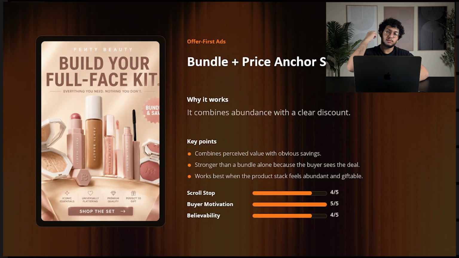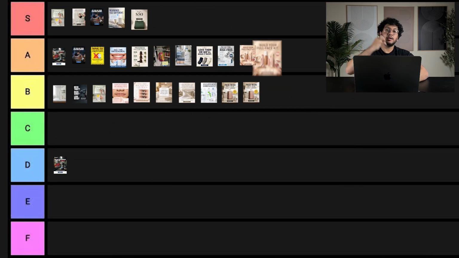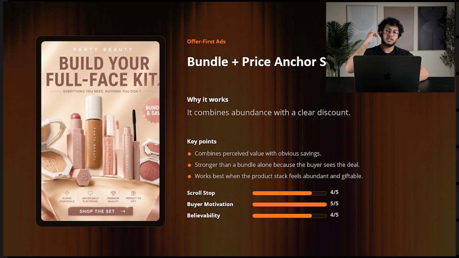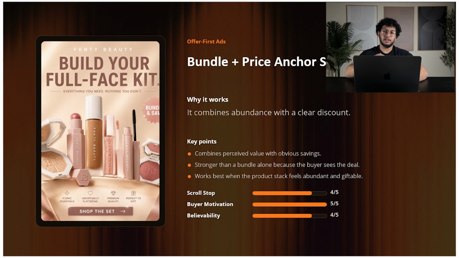Next is Bundle plus Price Anchor. This is A tier. It combines visual abundance with clear savings. The viewer sees a lot of product, then sees the price gap. That's strong. This is especially useful for retargeting because the buyer already understands the product. Now you're making the offer hard to ignore. Strong format, but layout matters. Too much information and it gets cluttered.